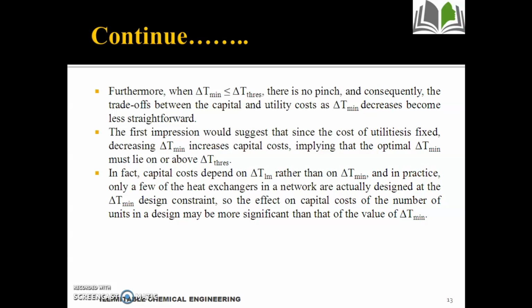In fact, the capital cost depends on the delta T LM, LM meaning logarithmic mean, rather than the minimum approach temperature. Only a few heat exchangers in the network are actually designed at the delta T minimum design constraint. So the effect on cost of the number of units in a design may be more significant than that of the value of delta T minimum. Means for practical purposes they use the delta T LM rather than delta T minimum.